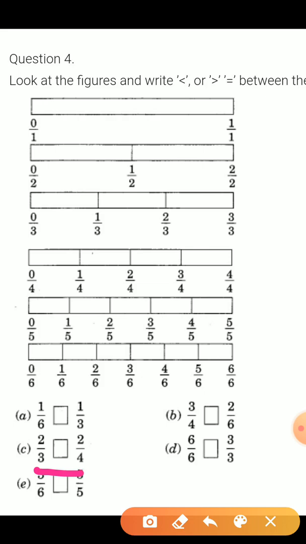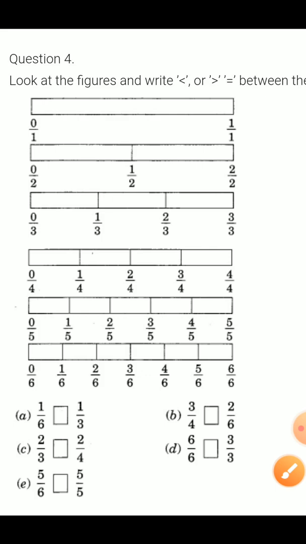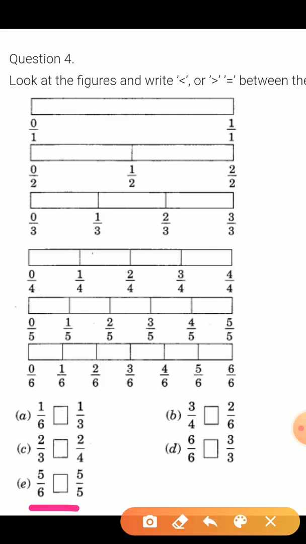Here 3 is smaller than 4. Hence 2 by 3 will be greater than 2 by 4. And in these two fractions, denominator 5 is smaller than 6. Hence fraction 5 by 5 will be greater than 5 by 6.